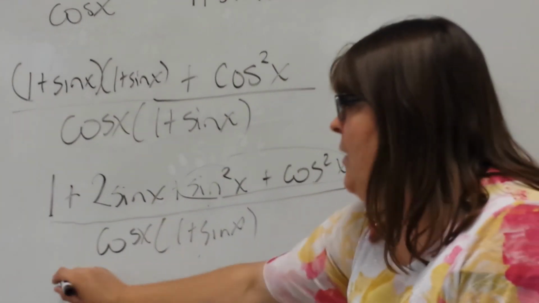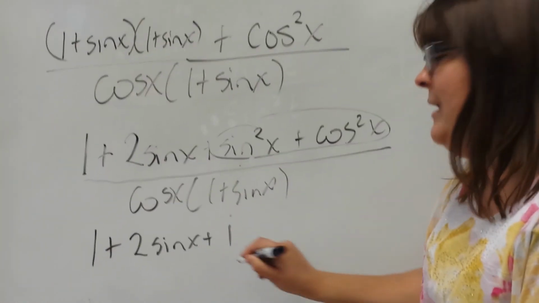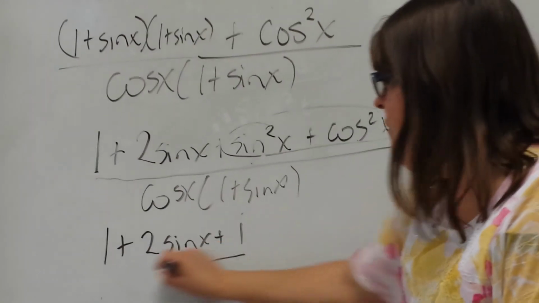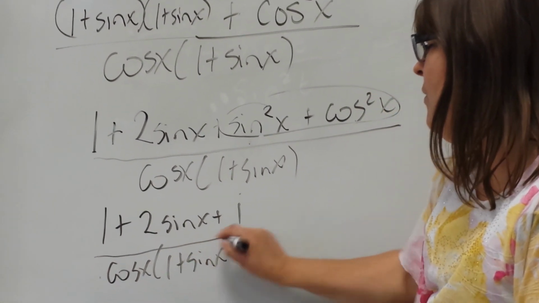So what do I have? I've got 1 plus 2 sine x plus 1. How cool is that? Over cosine. Oh, I'm so bummed. We'll finish it tomorrow.